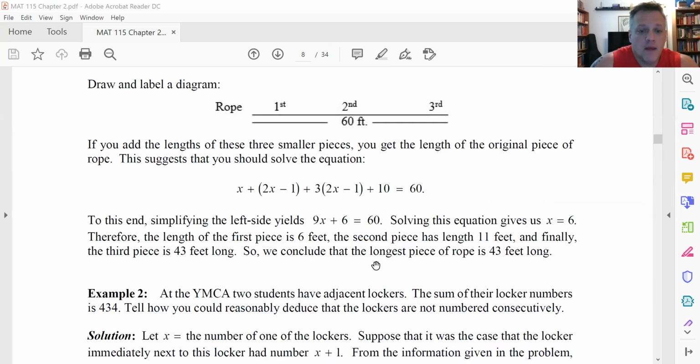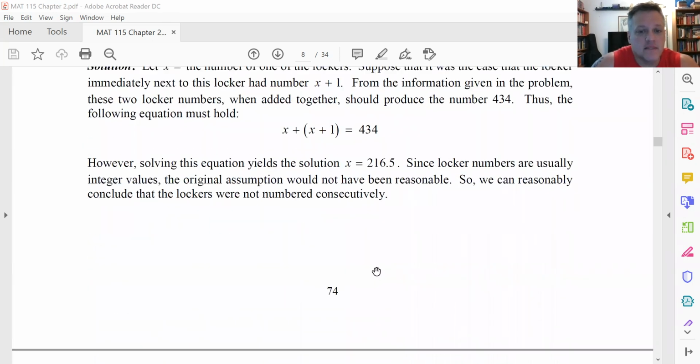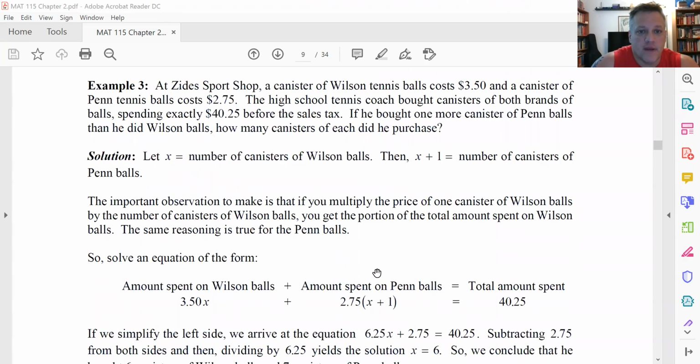All right, let's take a look at, let's see, I'll let you read example 2. Let's look at example 3.